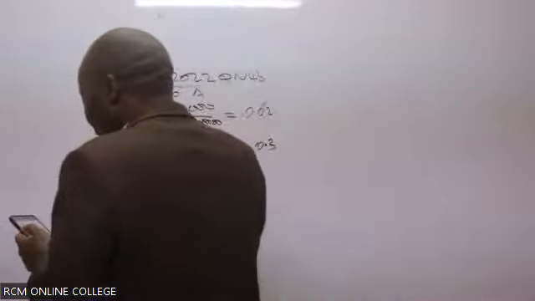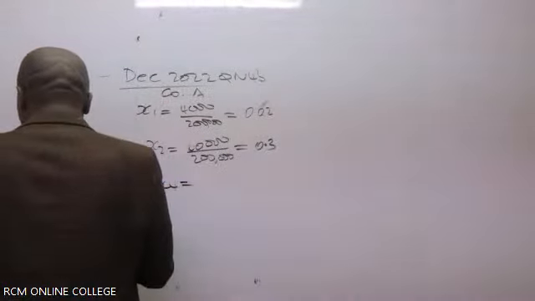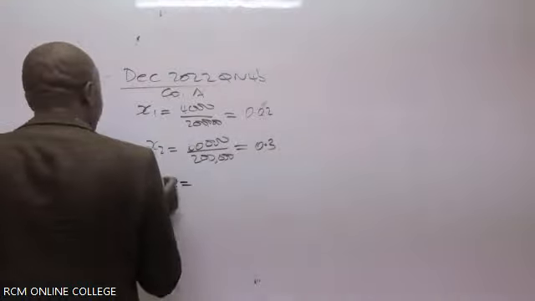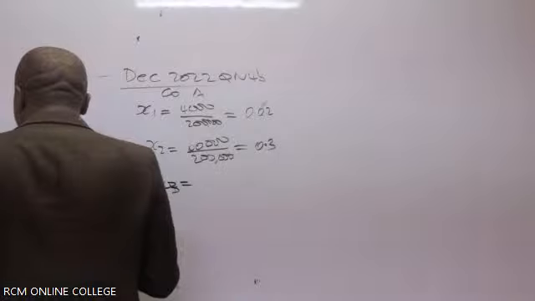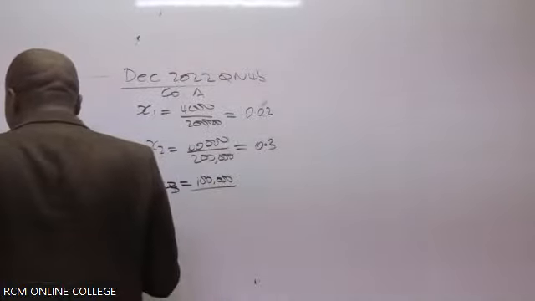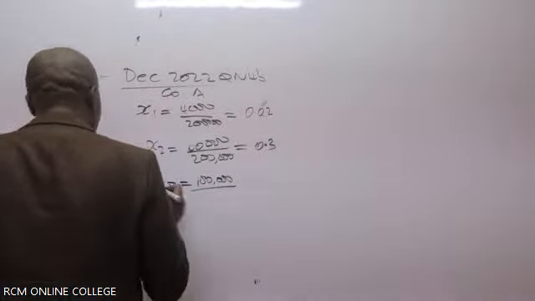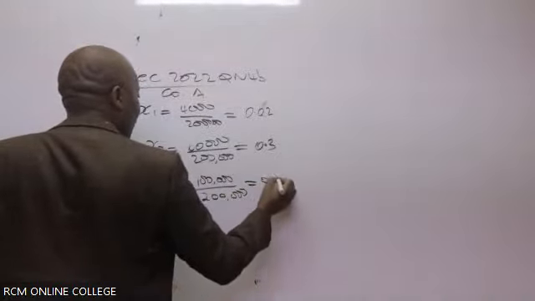And then we have X3. X3 is EBIT, earnings before interest and tax, which I can see is 100,000, divided by total assets, which, ladies and gentlemen, stand at 200,000. Is there somebody who is able to see that this is 0.5?